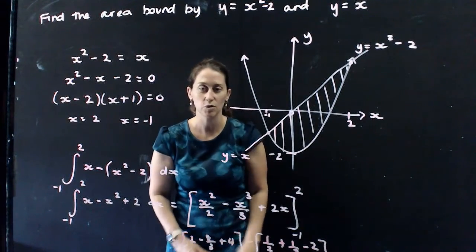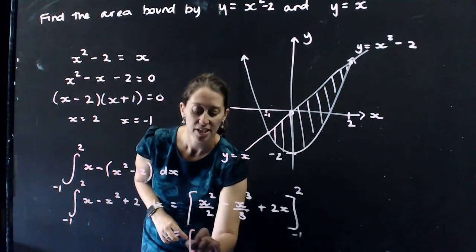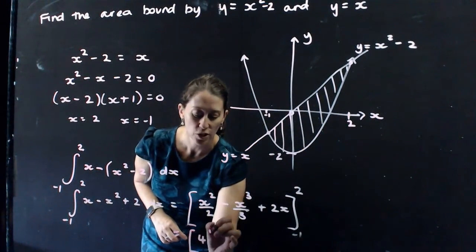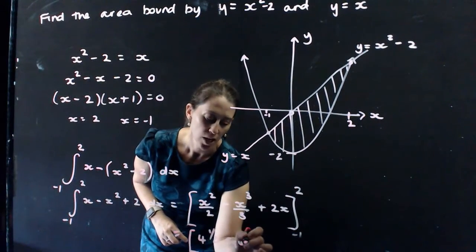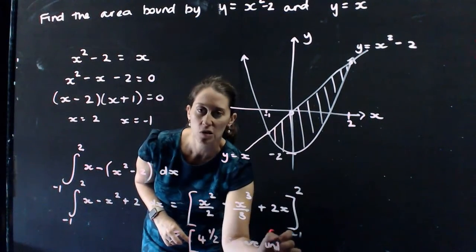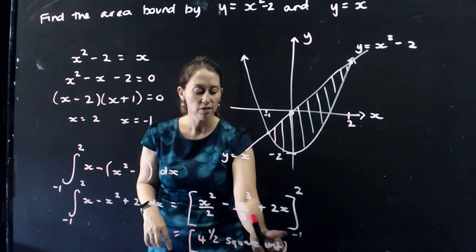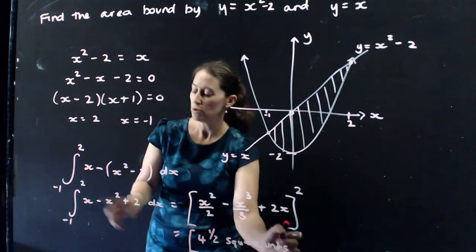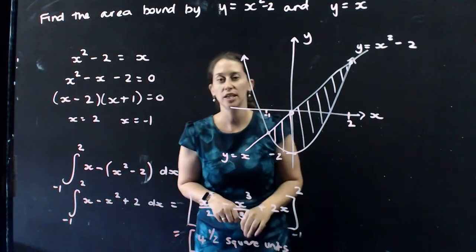So I'm just going to clear some space. And it equals 4.5 square units, which is beautiful. And pretty much that will work as long as you create your new expression, top curve minus bottom curve. You get a new expression to work the area out between two curves.